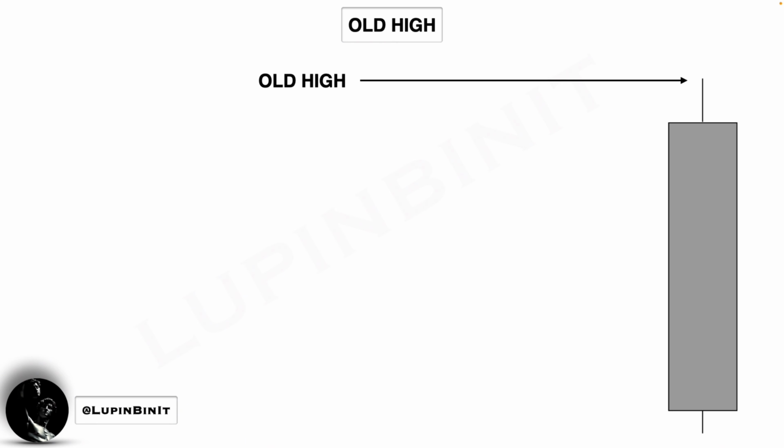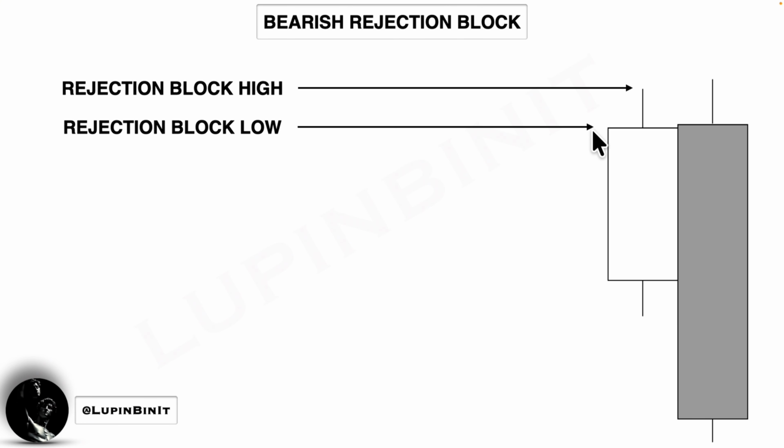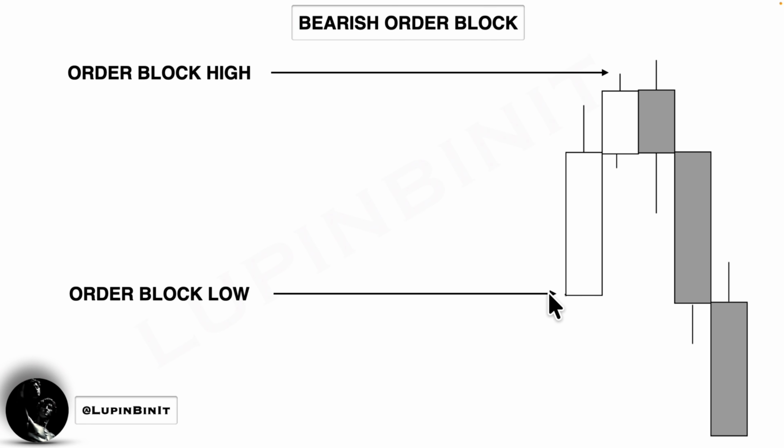But an old high, this would be your old high. If we're speaking old low, we'd simply just be observing this candle's low. And then taking a look at a bearish rejection block, it would be the closing of this bullish candle, and then it would be the high of this bullish candle, which would be your rejection block. And then you have the order block, which would be these two up close candles. This would be your order block low, order block high.